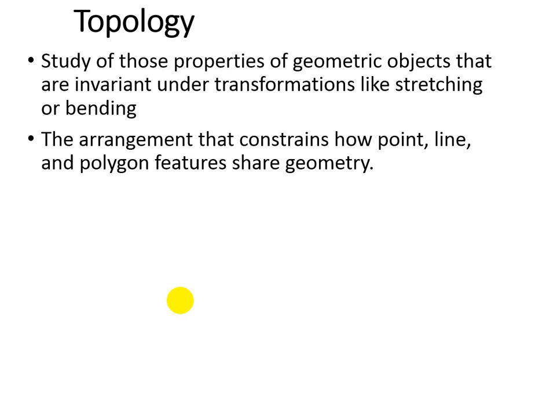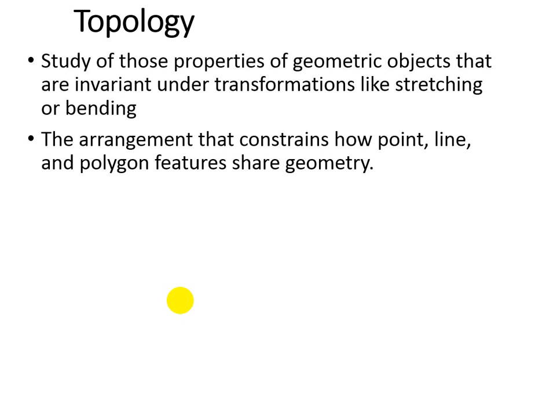They don't change under different transformations like stretching or bending. You can imagine you've got a rubber donut, you stretch it out, you bend it back, you twist it, it still has the shape of a donut, right? And so topology is those properties that are invariant over those types of transformations.